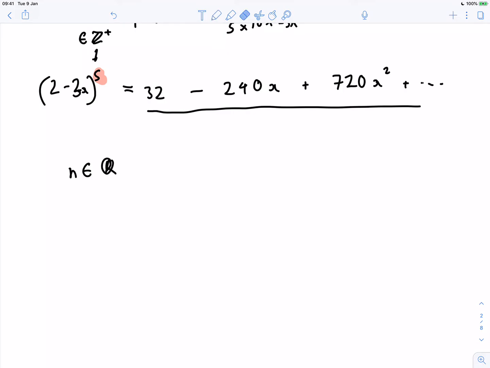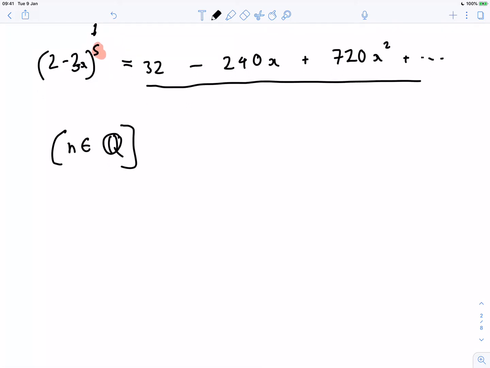That is a terrible Q, italicized. There you go, much better. So now, for when n belongs to the set of rational numbers, so this is positive, negative, even 0, and so on, let's take it one step at a time.